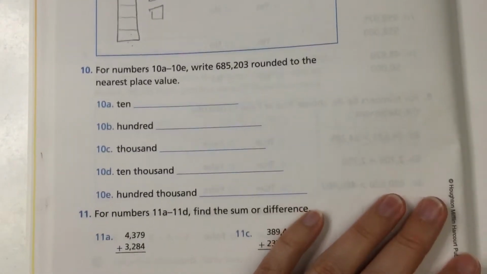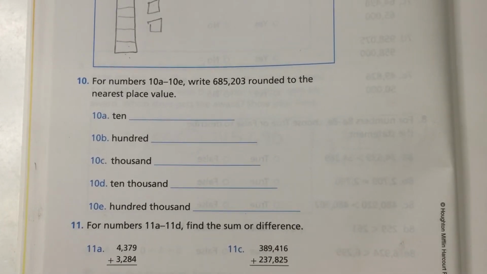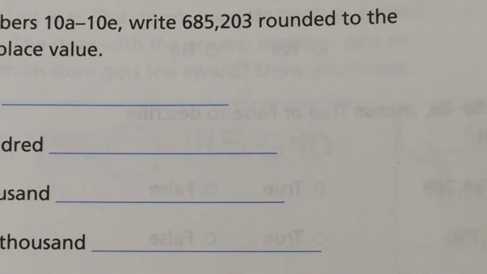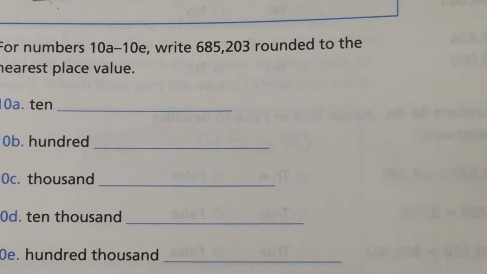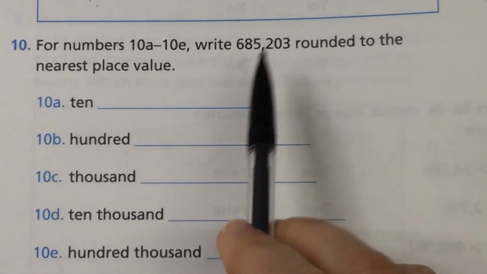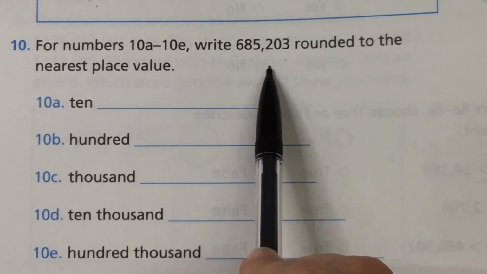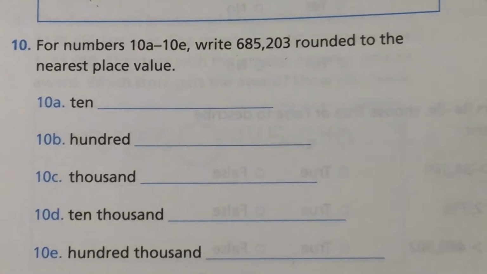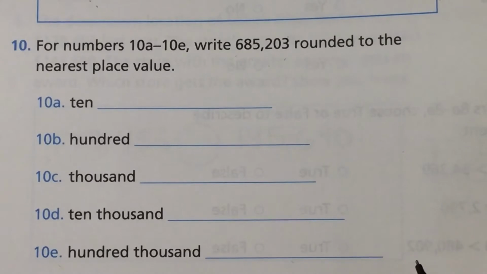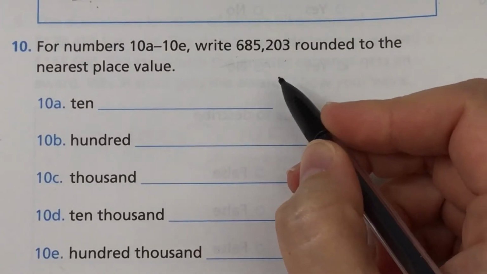Okay, so for number 10, we are rounding to the nearest place value. This is one that I noticed a lot of fourth graders end up missing on the test. It's usually because it's very hard to look at a number and round it different ways. Sometimes you'll get the same answer, sometimes you'll get different answers. So you're going to want to be ready to mark this number up a little bit, but then erase what you have done.